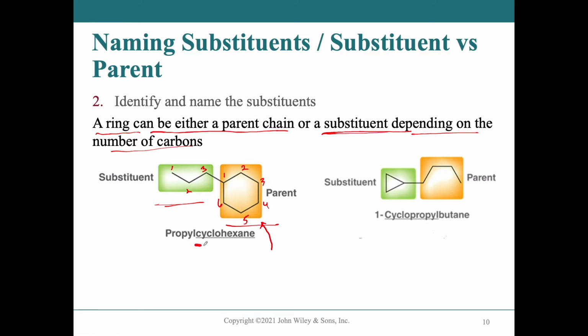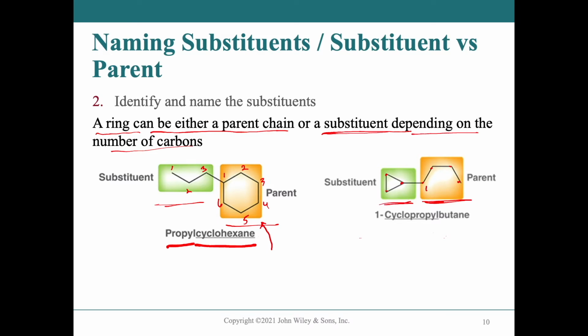The parent then is cyclohexane, and you just put the propyl in front of it: propyl cyclohexane, right? In the second one, you're trying to choose which one's the substituent and which one's the parent. The carbon chain has 4 carbons, and the cyclo only has 3 carbons. So here, the butane becomes the parent, and the cyclo becomes a substituent, right?